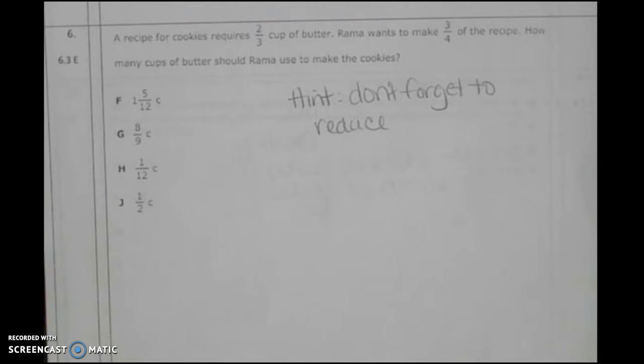Number 6. A recipe for cookies requires 2/3 cup of butter. Rama wants to make 3/4 of the recipe. How many cups of butter would Rama use to make the cookies? Hint: don't forget to reduce. Pause to do your work.